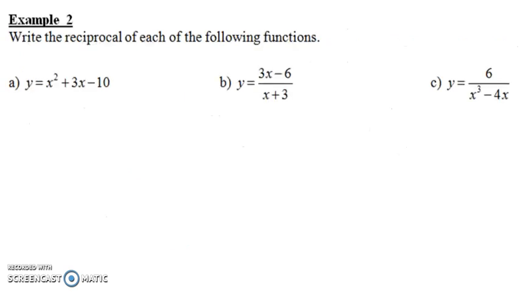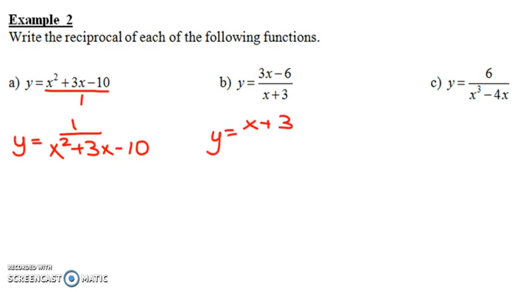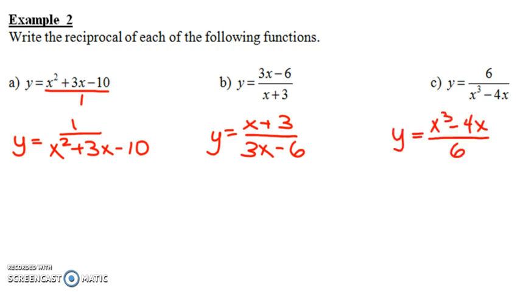Okay, the next example, we have to write the reciprocal of each of these functions. So basically, this whole function, you can think of it as over 1. So the reciprocal function would be 1 over x squared plus 3x minus 10. For b, same thing, we'd have to flip the fraction. So we'd get x plus 3, and then 3x minus 6 on the bottom. Try the last one on your own, please. And pause the video here. Then please check with the answer on the board, just to make sure you wrote it correctly.